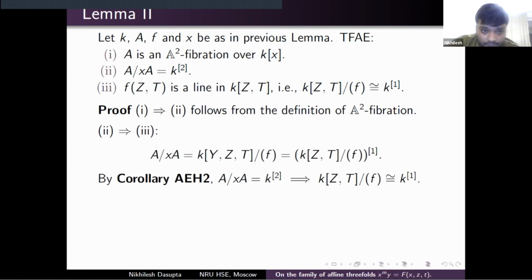2 implies 3. A mod XA, we already know from the previous lemma, looks like K[Z,T] mod F, and that is K^1. Now I will use a corollary of AEH. If you remember, the corollary says what? A mod XA is already K^2. So say K[Z,T] mod F is my capital B. What I have obtained is B^[1] is K^[2]. Then by the AEH corollary, or the cancellation for n equal to 1, I will have B is K^[1].